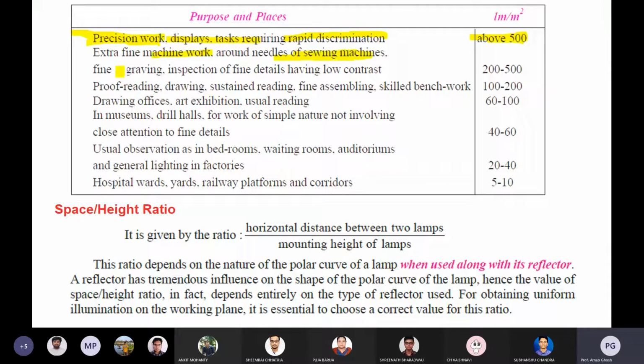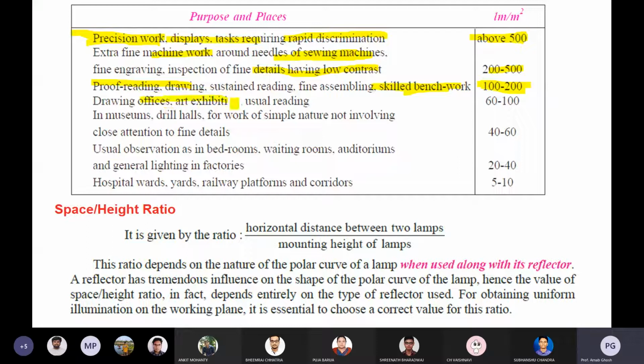Then proofreading, drawing. For skilled bench work, it is 100 to 200 lumen per meter square. Drawing office, office art exhibition, usual reading, that is 60 to 100. Usual drill machines and simple nature work, then fine details. So gradually you can see that the values are decreasing based on that work, based on that application.